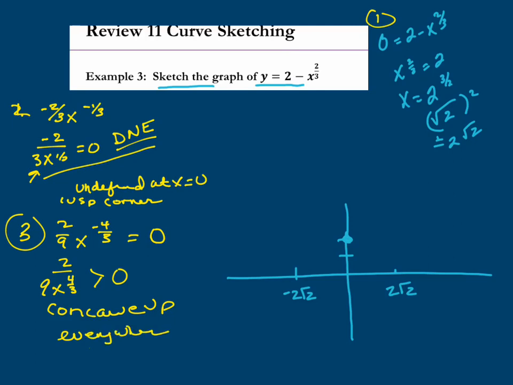Okay, so I have to say, it's concave up everywhere. It has a cusp, so we're going to go like that. And it has to go through 0. So wouldn't this be one, and this would be the other. That's concave up, cusp at 0, and concave up on this side. So that's how you would graph number 3, and we'll do one more.